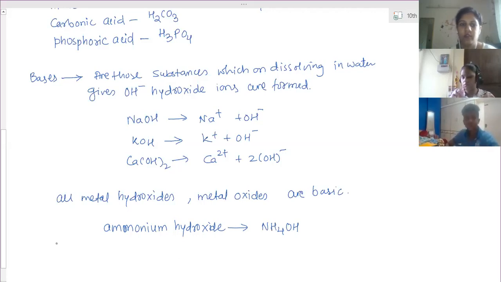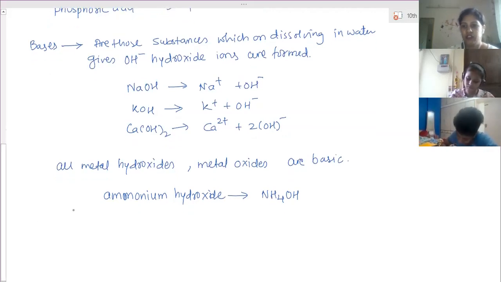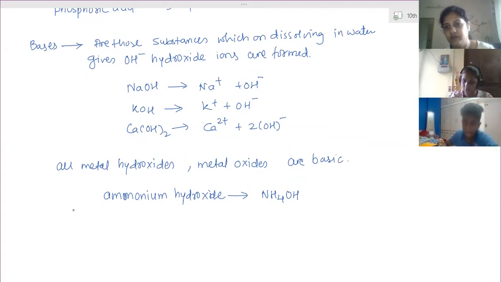NH4OH. Here one question is asked, a 1 mark question. Although ammonia gas is neutral, yet when it is dissolved in water, it changes the color of litmus. Give reason.